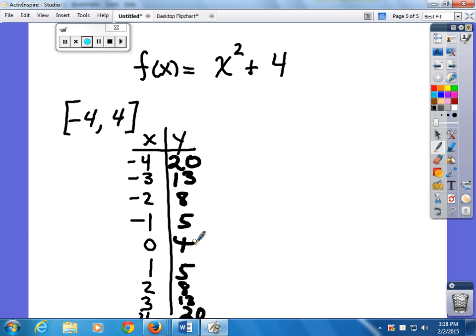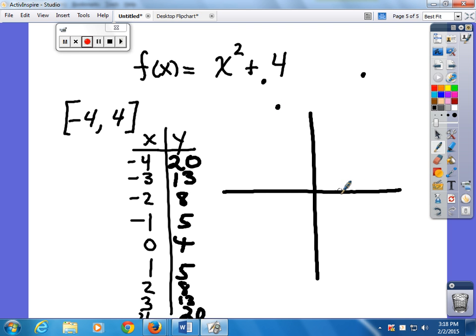Now, the reason I'm showing you this, I know all y'all know how to graph it, but I'm trying to show you something. So bear with me. Negative 4 and 20. Negative 3 and 13. Positive 3, 13, 2 and 8, 1 and 5, and 0, 4. And there is your parabola. Use your imagination.